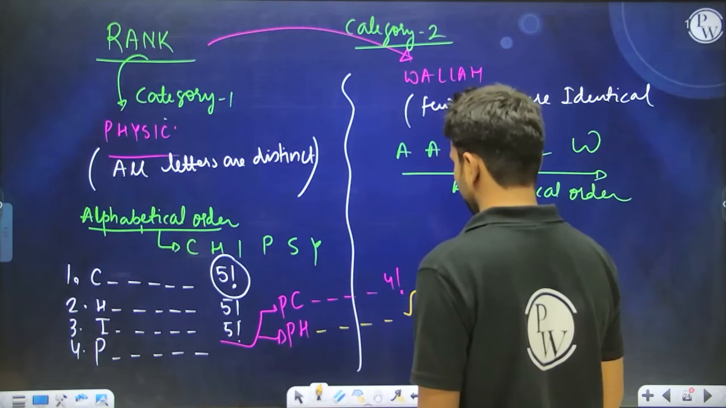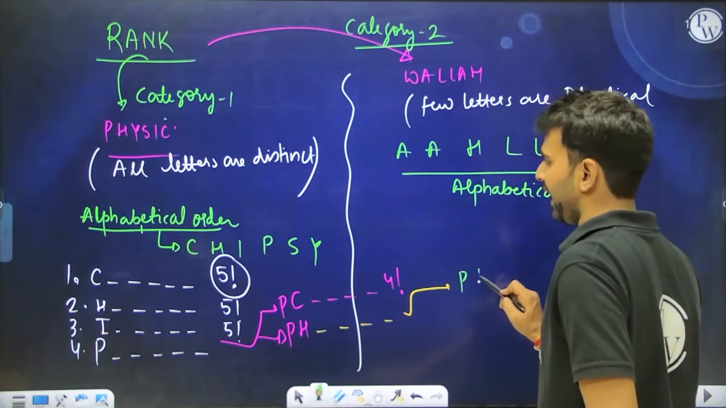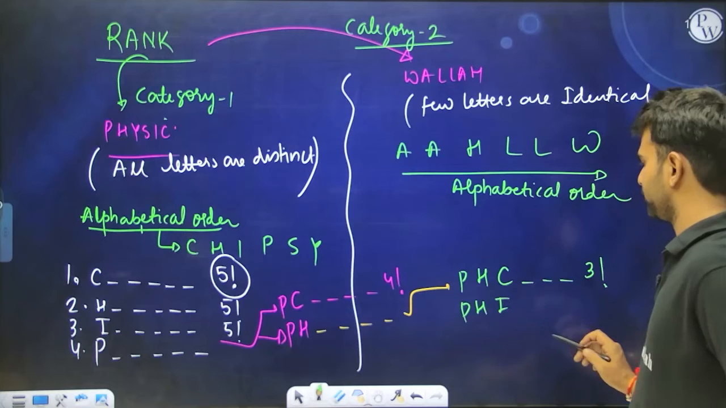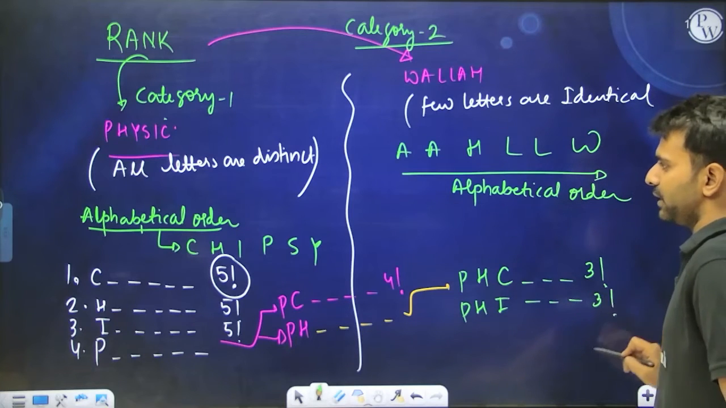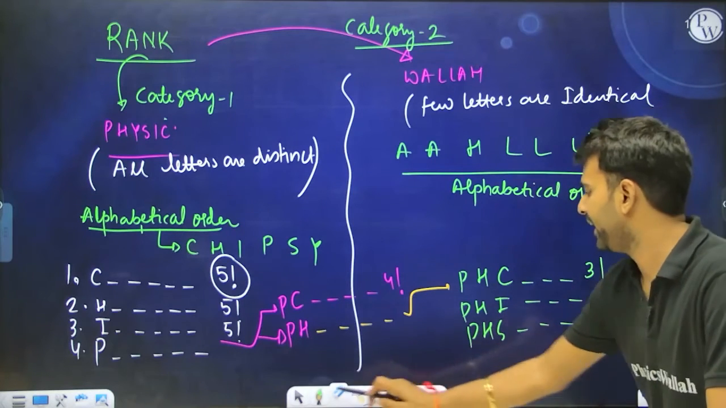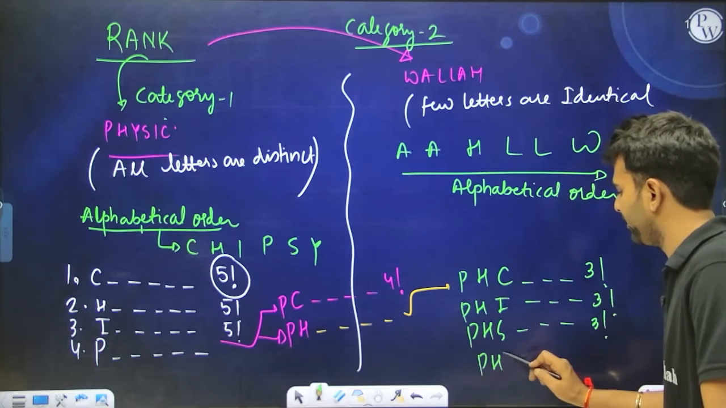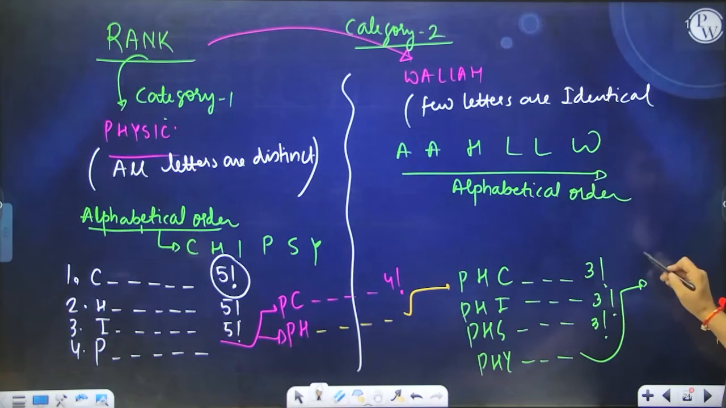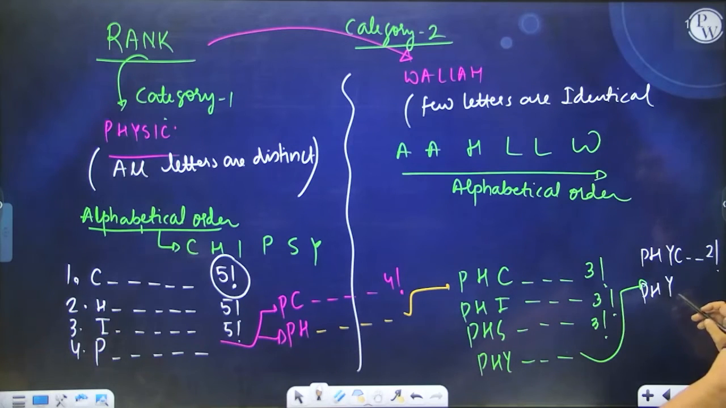So I am going to zoom in further. In these words only, first PHC, and then 3 factorial words will come, then PHI will come, so these will be 3 factorial, then PHS will come. So 3 factorial words from here, and then PHY will come, and over here only physics will come. So I am zooming in again. Then after PHI, C will come. So over here 2 factorial words, then PHY will come. So 2 factorial words, then PHYS will come. So here physics will come.